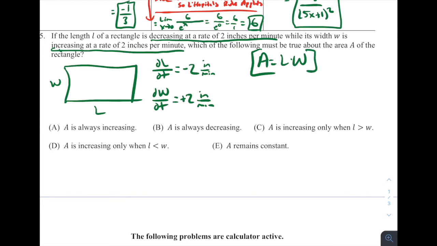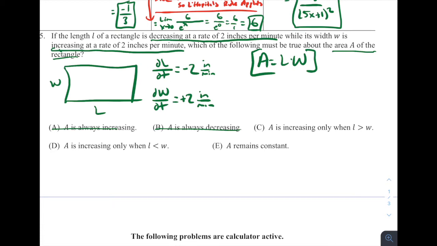because we're talking about what's true about the area itself. So we don't know that the area is always increasing, right? It can't be always increasing since we see that the length is decreasing. So there's no way to say that for sure. And they're asking which of these must be true. And we don't know whether it's always decreasing because we have this width that's increasing as well. So these, I would say, would be tough to say right off the bat.